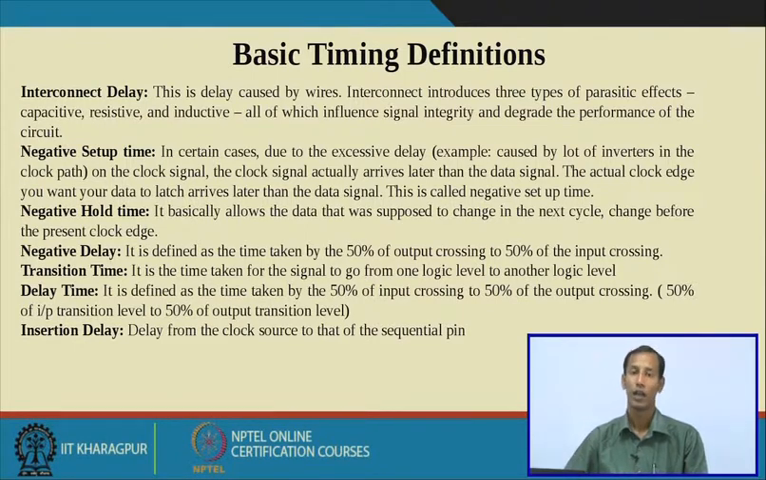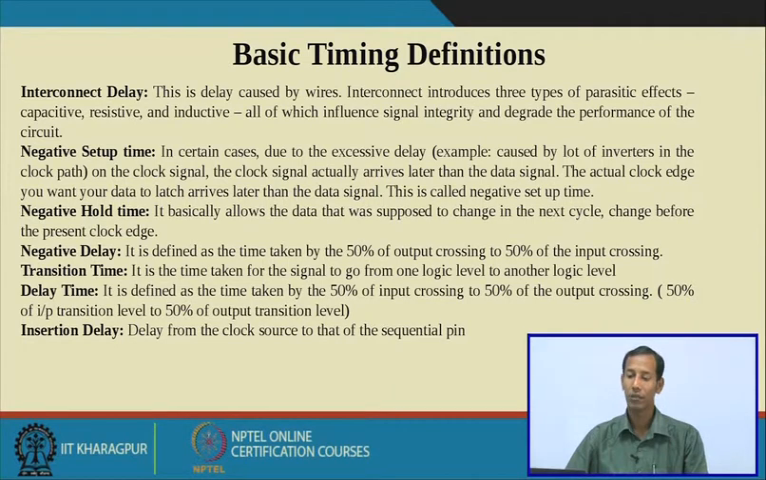So whenever we are fixing the hold time violation, we must be very careful that this negative setup time doesn't occur. Then negative hold time: it basically allows the data that was supposed to change in the next cycle to change before the present clock edge. Then negative delay: it is defined as the time taken from the 50% crossing of the output to the 50% crossing of the input. Then transition time, again all are related to the clock. It is the time taken for the signal to go from one logic level to another logic level.